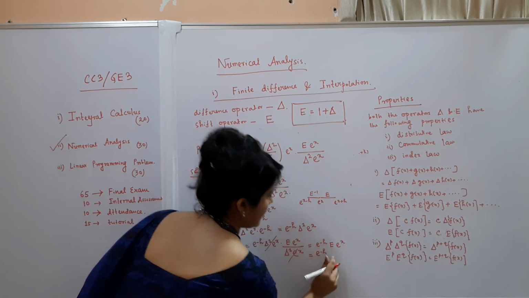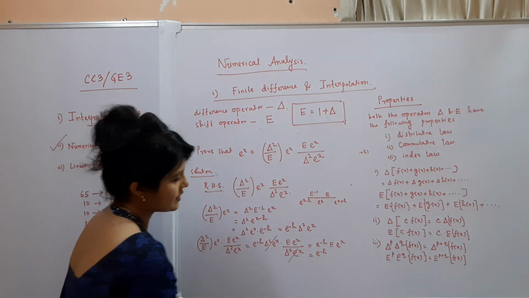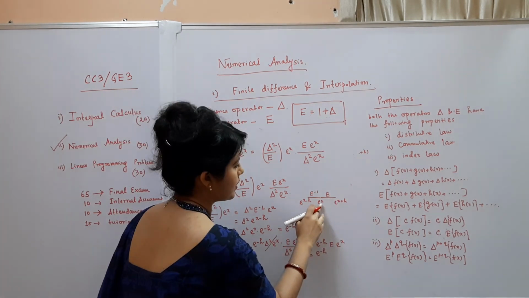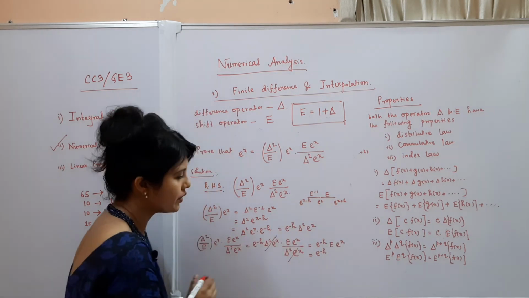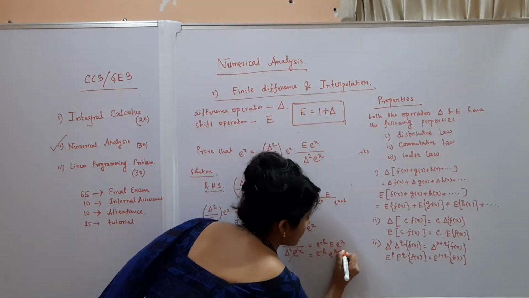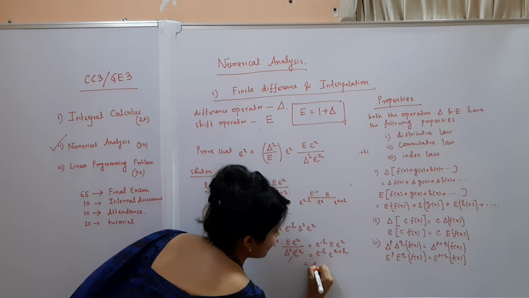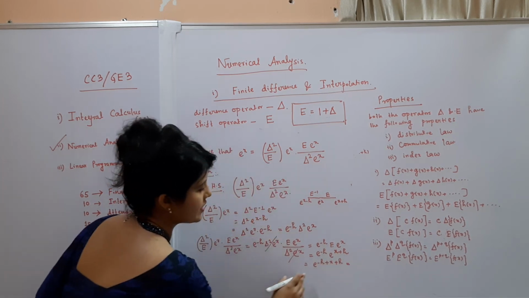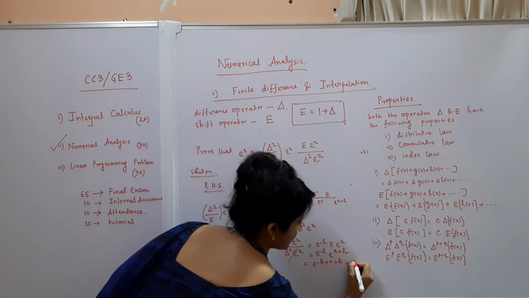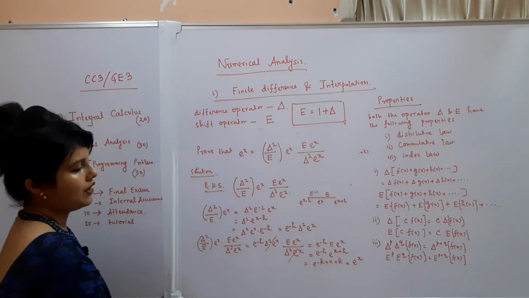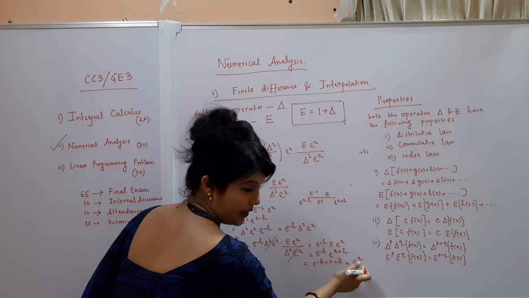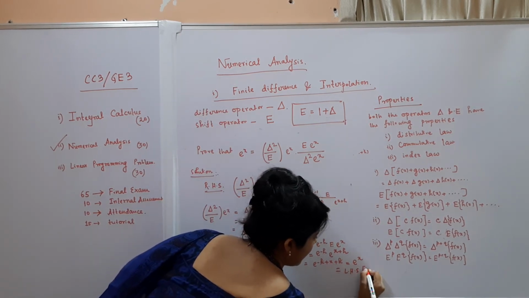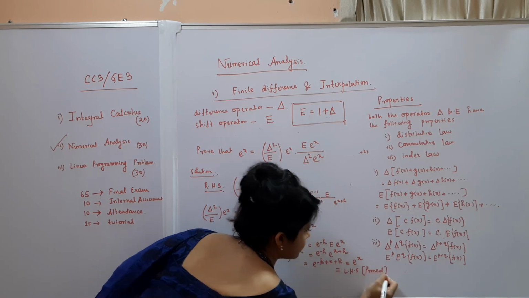Now whenever e is applied on e to the power x, it will make a forward move. So therefore e to the power x will be converted to e to the power x plus h. Okay. So therefore e to the power minus h plus x plus h. So this minus h plus h cancelled out, and the remaining term will be e to the power x, and this is the left hand side and this is proved. Okay.